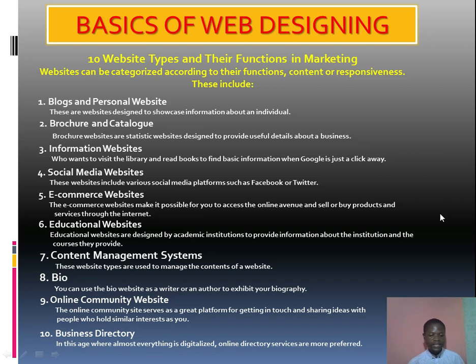So the 6th one is educational websites. Educational websites are designed by academic institutions to provide information about the institution and the course they provide to students. So I think you understand what I mean, or the explanation about different type of website that is commonly in the market now.